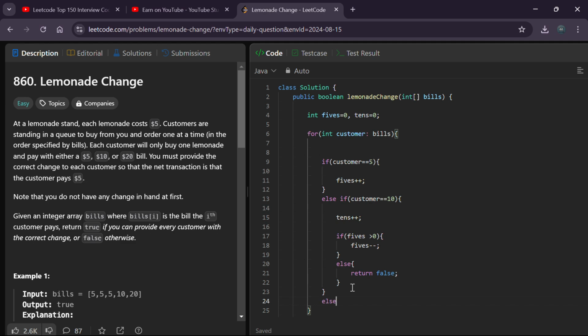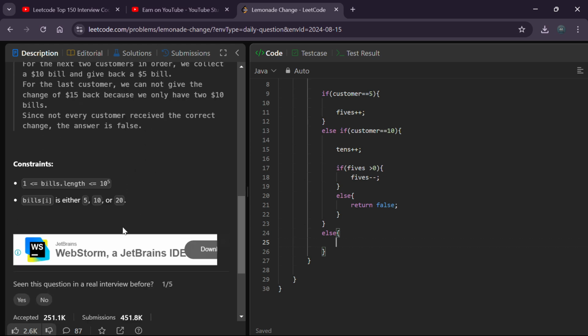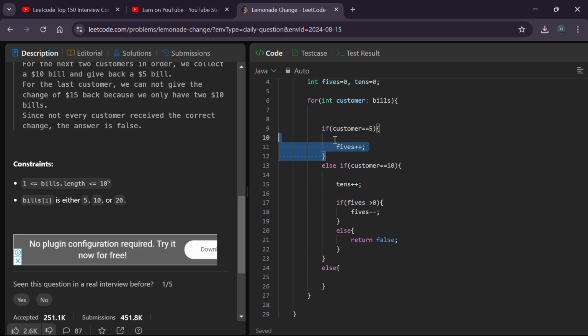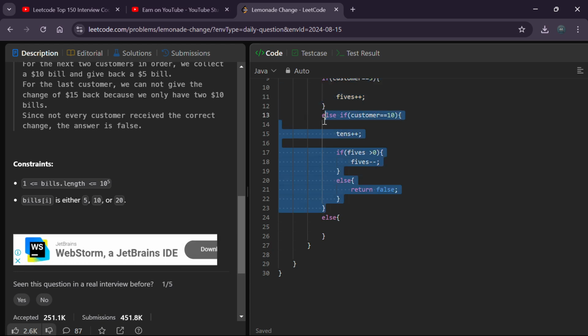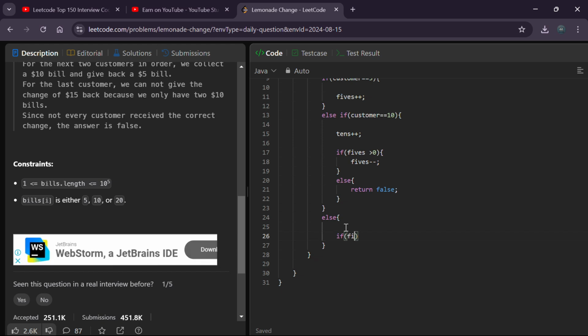And for the else case, the problem states the array contains only 5, 10, and 20, right? We have checked the conditions for 5 and 10, and the remaining will definitely be 20. So if we have one $5 and one $10 bill, what do we do? We decrement fives by one and tens by one. It means we have given $15.